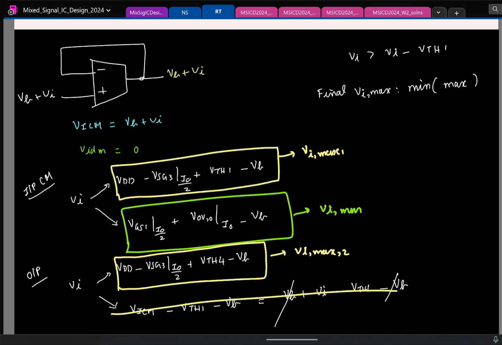So let's take some numbers maybe. Let me assume that supply is 1.8 volt. I think that's the supply given in your project also. Let's assume the threshold voltage for all transistors is 0.4 volts. VGS is 0.5 volts for all transistors. Okay. So then, can you calculate and tell me what is the minimum Vi?